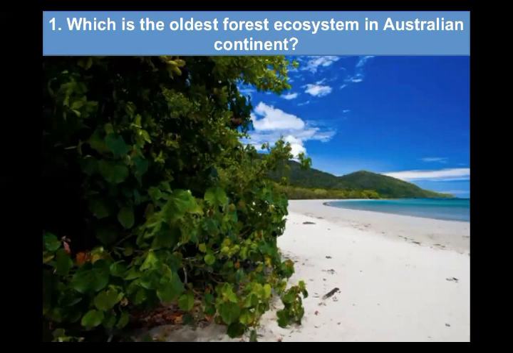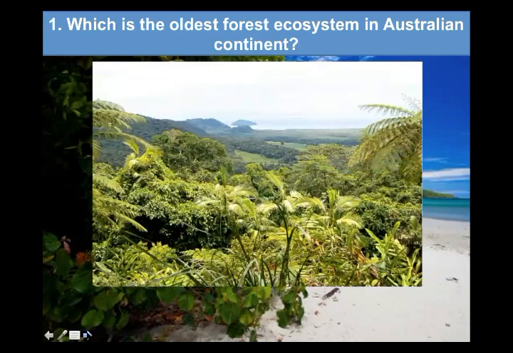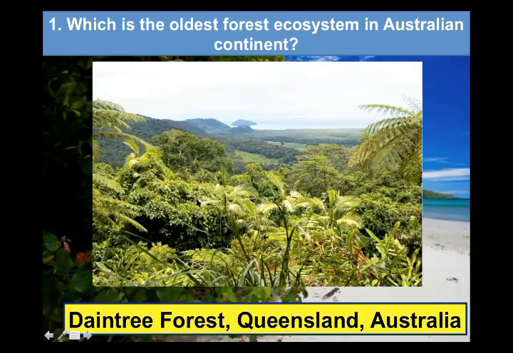Which is the oldest forest ecosystem in the Australian continent? It is a coastal forest, which is one of the very complex forest ecosystems. You can't actually type it as evergreen or deciduous, or classify it under certain forest criteria. That's why it is called very complex, and it is also the oldest forest ecosystem in Australia, called the Daintree Forest National Park of Queensland, Australia.